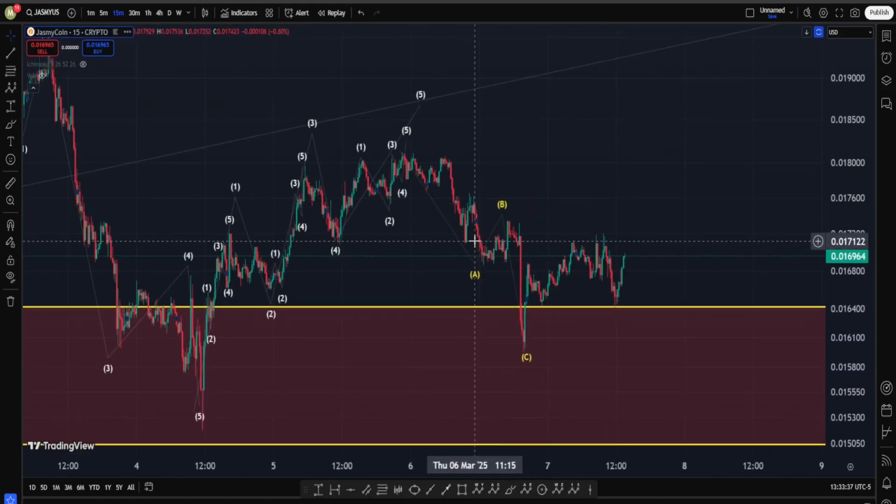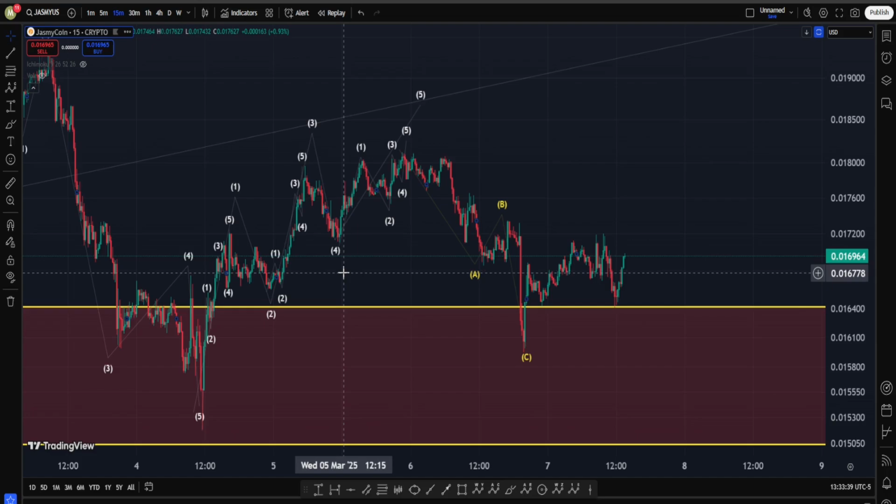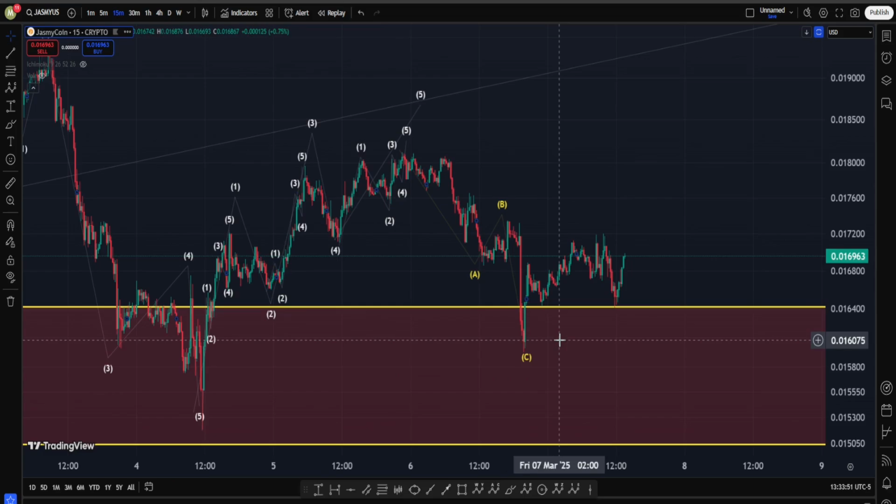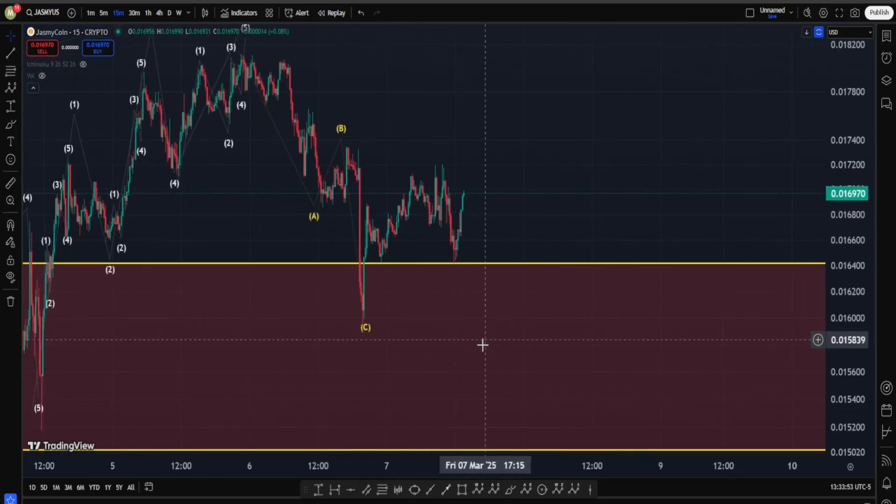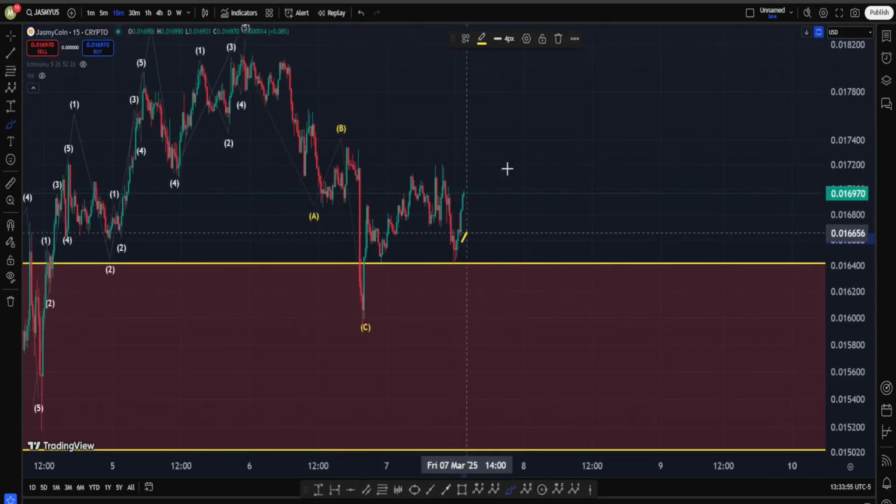So what do we have in here? Probably, again, there is no certainty in any market. We are only talking about probabilities, but it seems like that we may have 5 wave up, correction down, and what's gonna happen next? Hopefully another move on the upside in JasmyCoin.